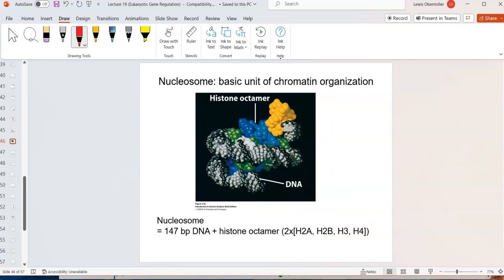Okay, so this is not the only way that eukaryotes can regulate their gene expression. Remember that eukaryotes have histones. We talked about these already. The basic unit of chromosome organization is the histone subunits. So H2A, H2B, H3, H4, which we've already covered, and then the linker DNA. So this is what we call the nucleosome, and then the histone itself is an octamer made up of 8 subunits, which we already covered.